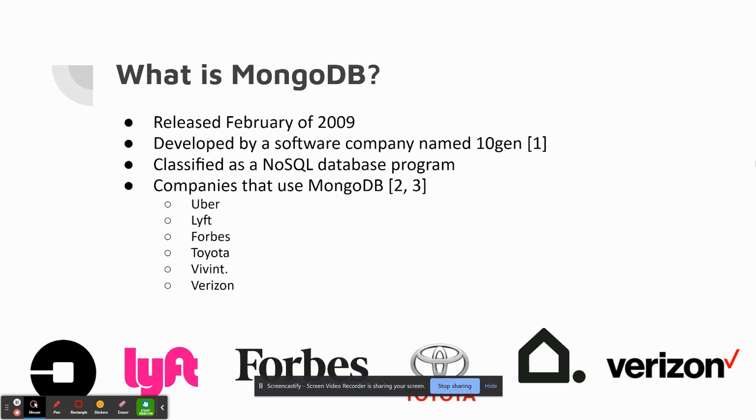MongoDB is classified as a NoSQL database program, and some big companies that use MongoDB are Uber, Lyft, Forbes, Toyota, Vivint, and Verizon, as can be seen from the icons below.